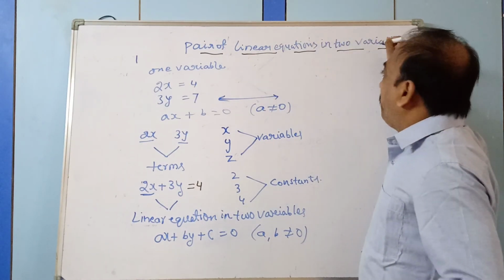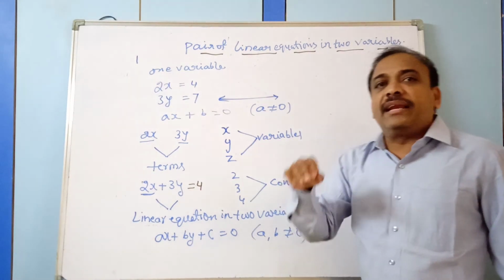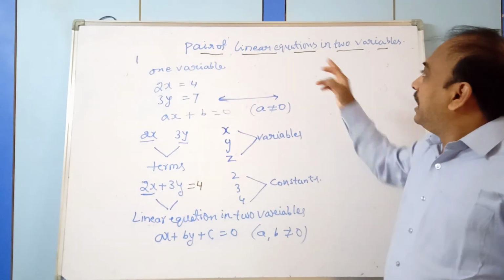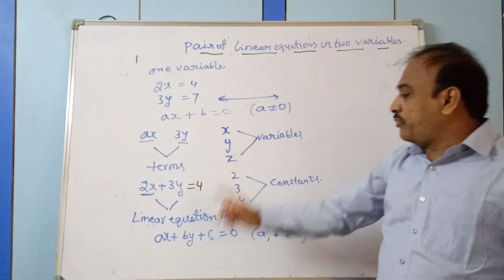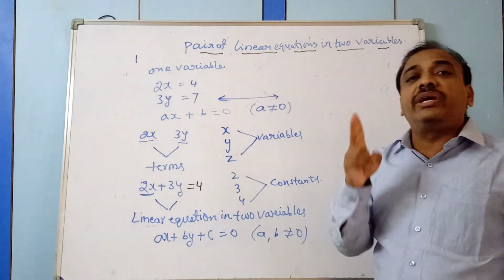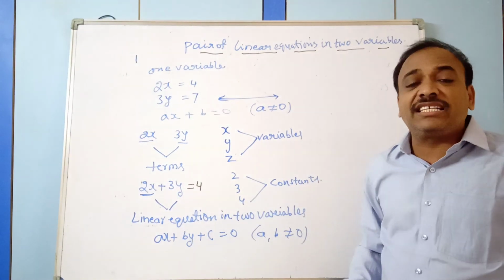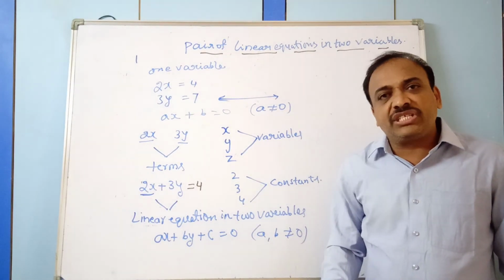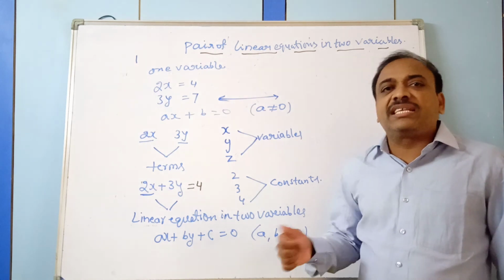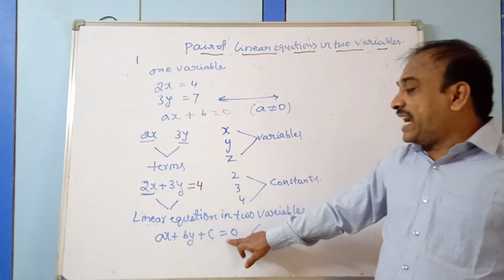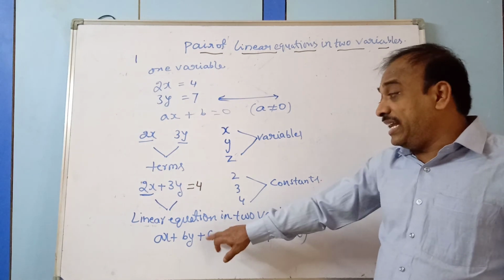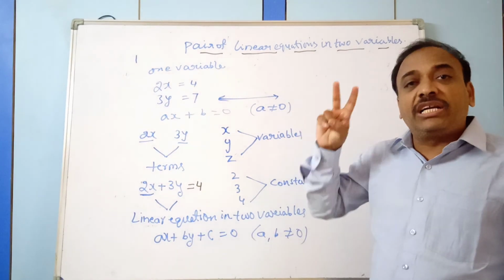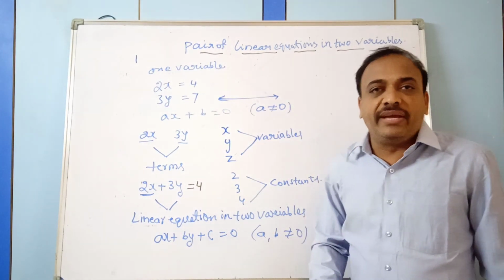Pair means two. Linear means the highest power, the degree, is 1, and that can be represented in the form of a straight line. How many variables? x and y. So we are going to take two equations. That's why we call it a pair of linear equations in two variables. Now we see the standard form of those. Pair means two linear equations in two variables.